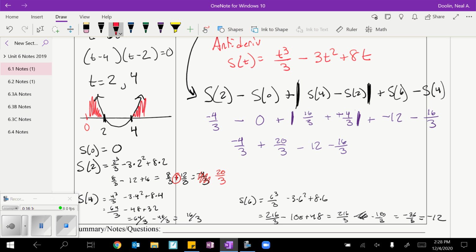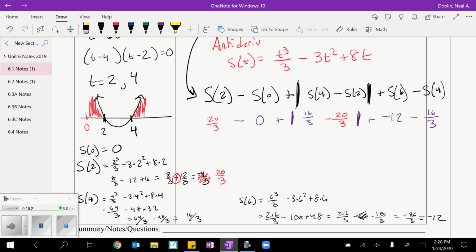I got to update. Nope. Shoot. Where's the undo button? There it is. I got to update this one, minus 20 thirds. Okay. So I'm just going to redo this whole line. So I am terribly sorry about that.